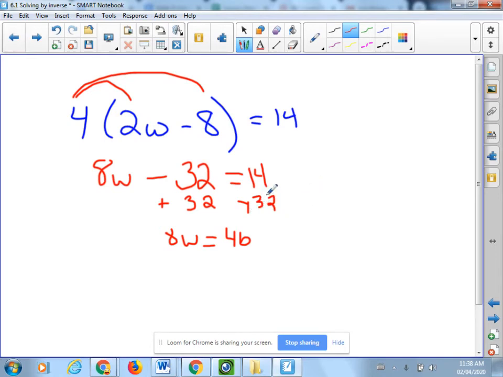So if I finish doing this question, we were left with 8w is equal to 46. The opposite of 8 multiplied by w would be to divide, so I'm going to need to divide by 8. And again, what I do to one side, I have to do to the other. That leaves me with w is equal to 5.75.